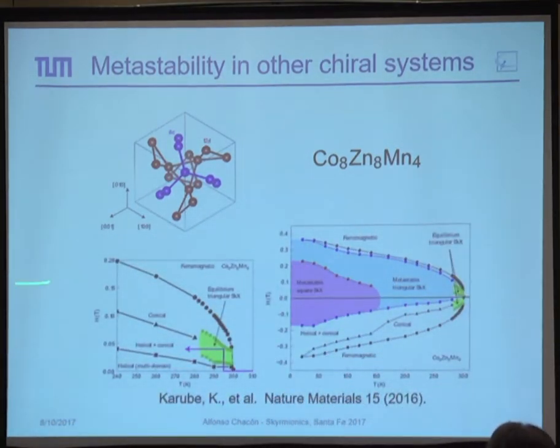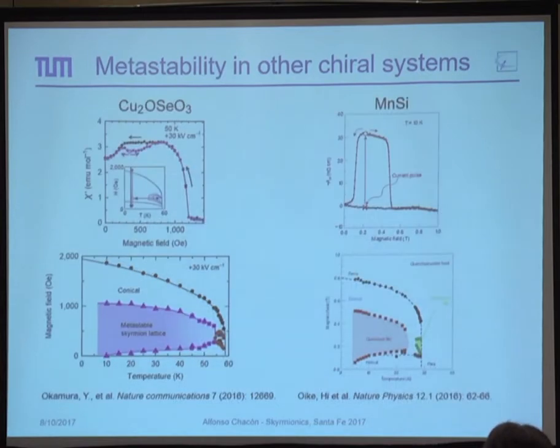So we don't need to hyper-cool these systems. The only thing we need to do is go to the Skyrmion lattice, and just the normal cooling rate, as was mentioned in the last talk, is enough to hyper-cool these lattices in a metastable state down to the lowest temperatures. And in this compound, they observe some interesting structural transitions from the Skyrmion lattice.